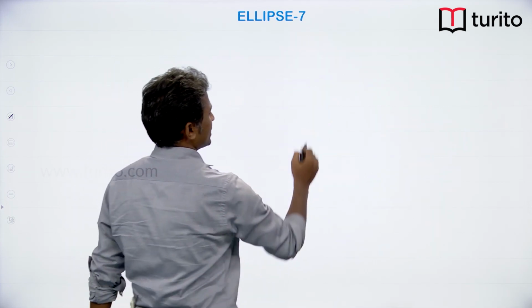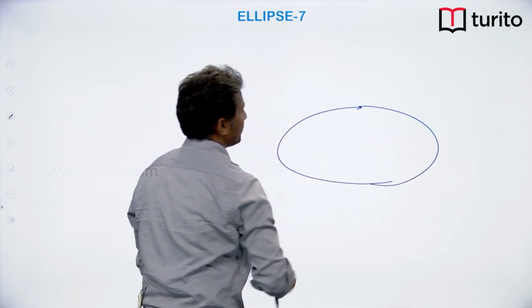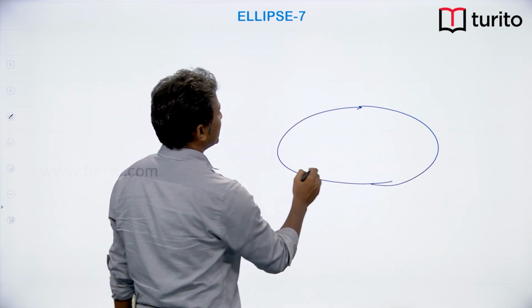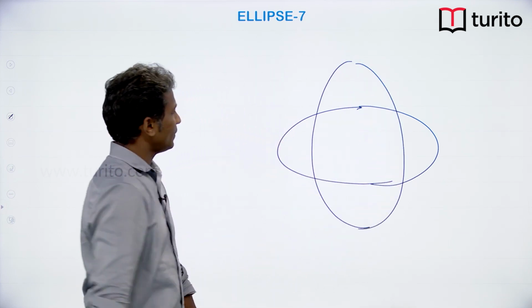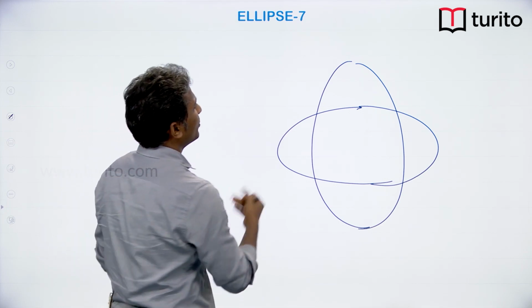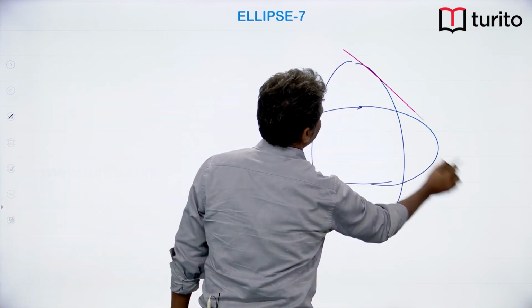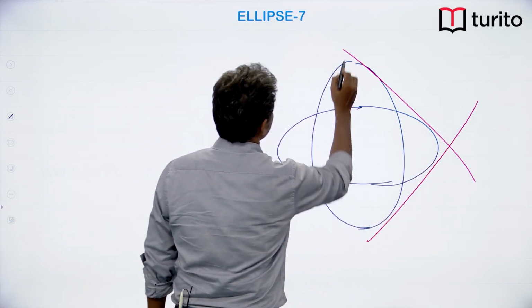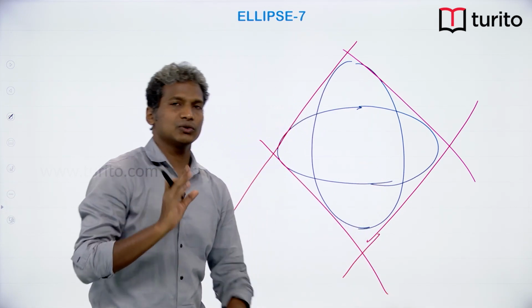So if I draw the first ellipse, it will look somewhat like this, and if I draw the second ellipse, it will look somewhat like this. So basically we got two ellipses. Now how will the common tangents look like? We have one common tangent here, one here, one here, one here. So our algebra was right.